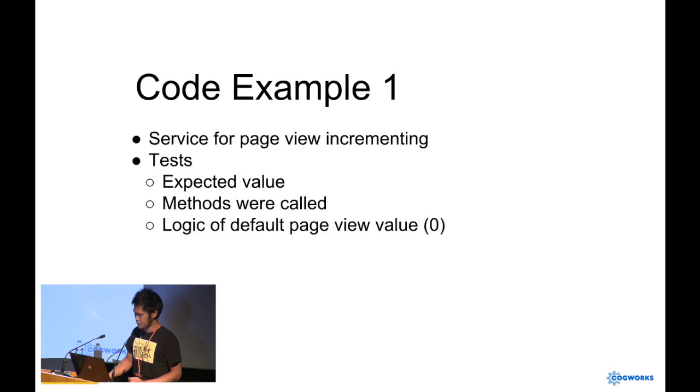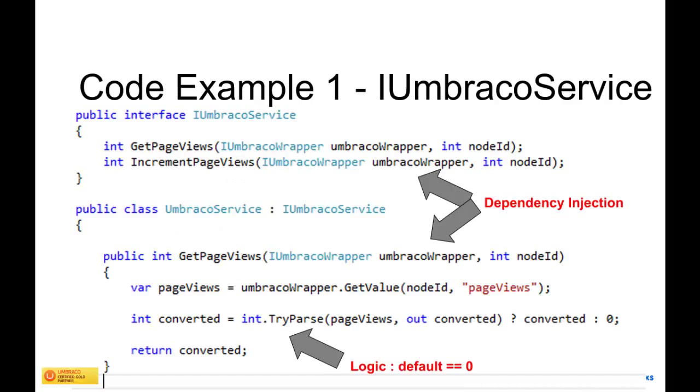Okay, so example one. In this example, I've just written a service which has get page views and increment page views. Really, really simple. Firstly, get page views will take an Umbraco wrapper, which just has the getters and setters, and it will just call get value. And then it will try to parse that value. If there is a value, then just parse it. If there isn't, return zero as a default. So that's some logic right there that we're going to test.